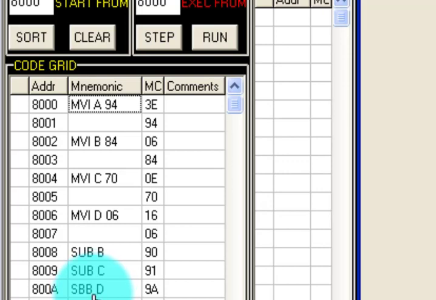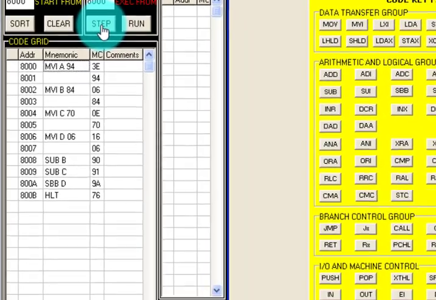So what does it do? It does A minus D as well as A minus the borrow which was generated due to the previous subtraction. And in the 8085, the carry flag acts as a borrow flag when we do the subtraction. Let us execute it stepwise.